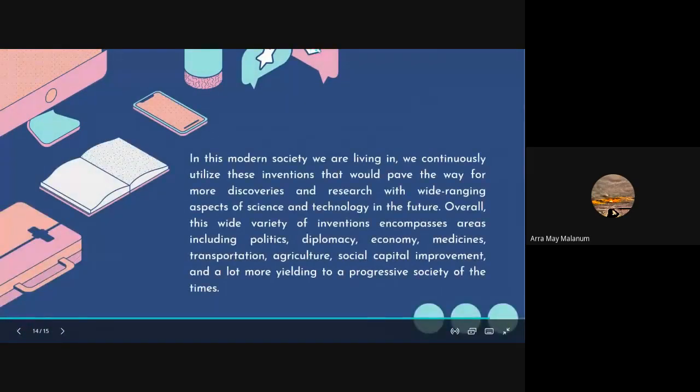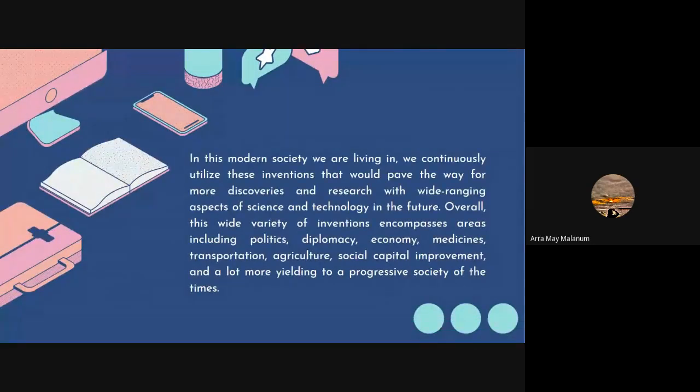In this modern society we're living in, we continuously utilize these inventions that would pave the way for more discoveries and research in wide-ranging aspects of science and technology in the future. Overall, this wide variety of inventions encompasses areas including politics, diplomacy, economy, medicine, transportation, agriculture, social capital improvement, and a lot more, yielding a progressive society of the times.